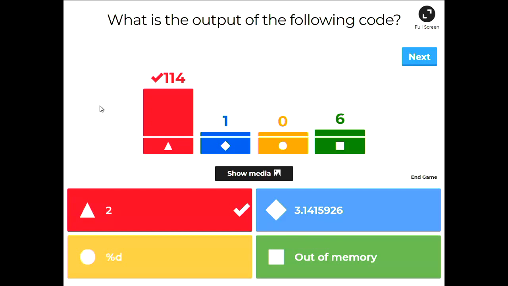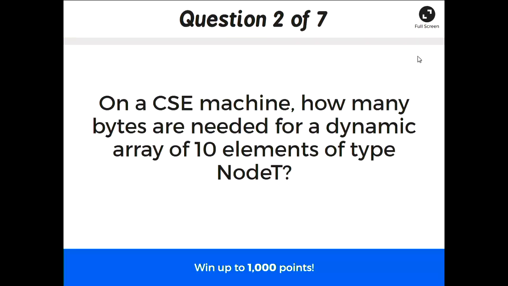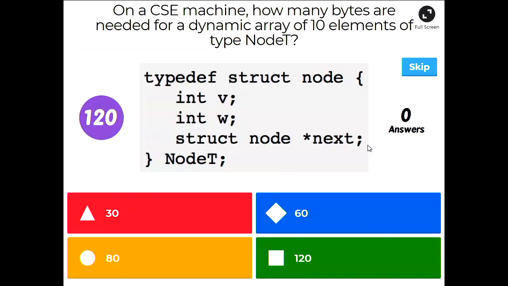Okay, so that was the mock question, the test question. Now you know how it works, and now we start with the first real question. Well, there were 0 points, so that was probably very random. But now let's get started. On a CSE machine, how many bytes are needed for a dynamic array of 10 elements of this type?